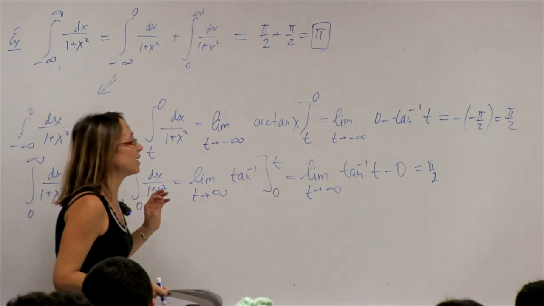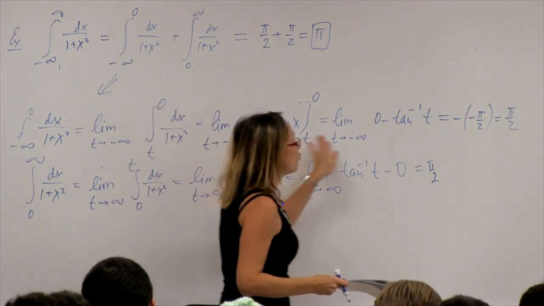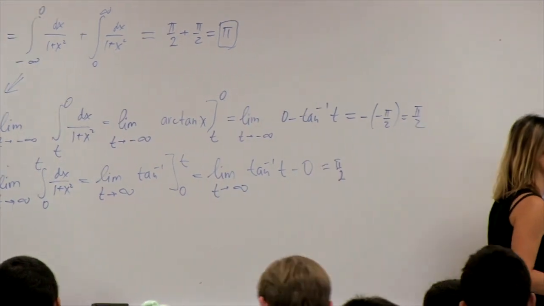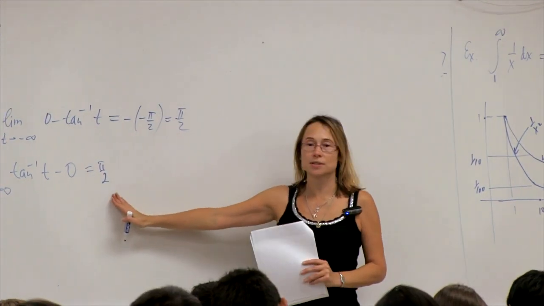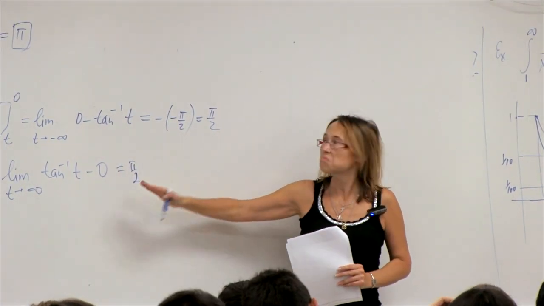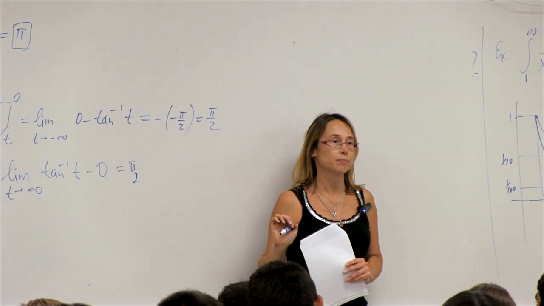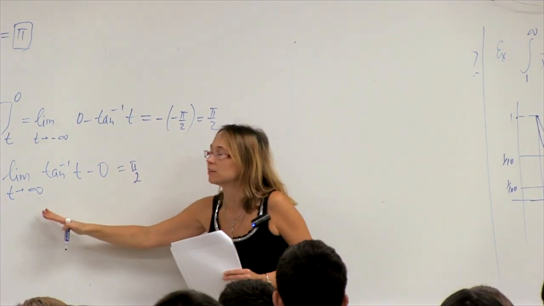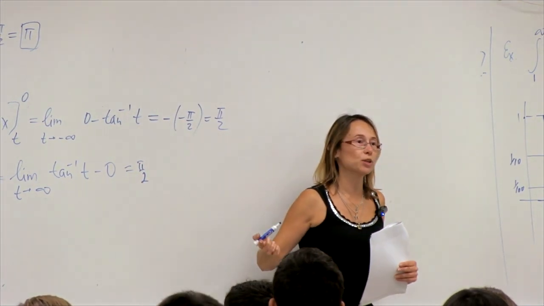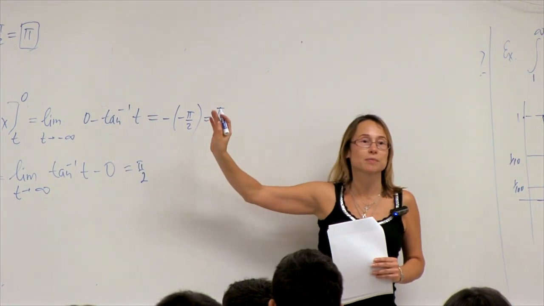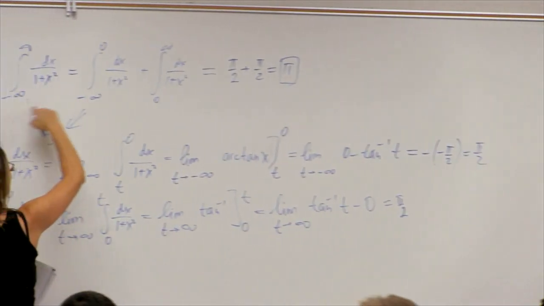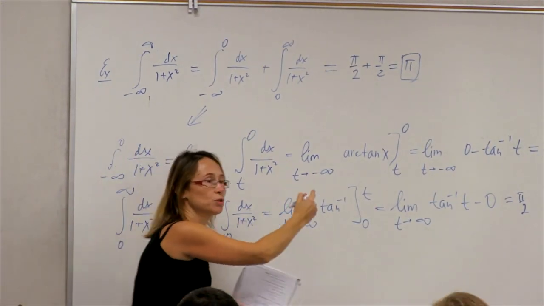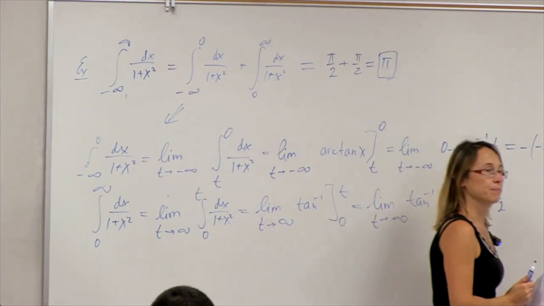So if I were to discover that the first integral diverges, then I wouldn't even have to evaluate the second one, because the whole thing diverges, right? Or if I discover that the second one diverges, I would have to conclude that the whole thing diverges. So for convergence of this kind of integral, I have to require the convergence of both parts. Questions?